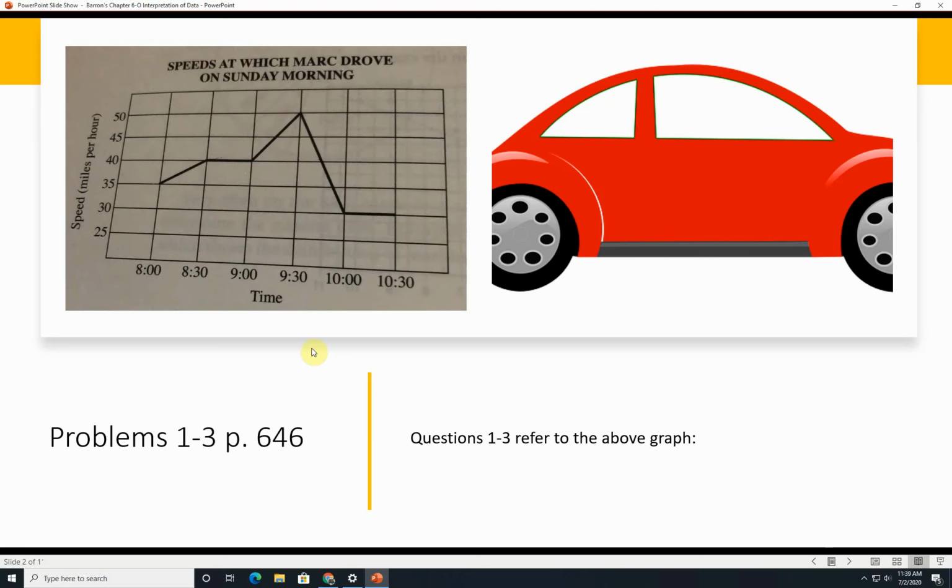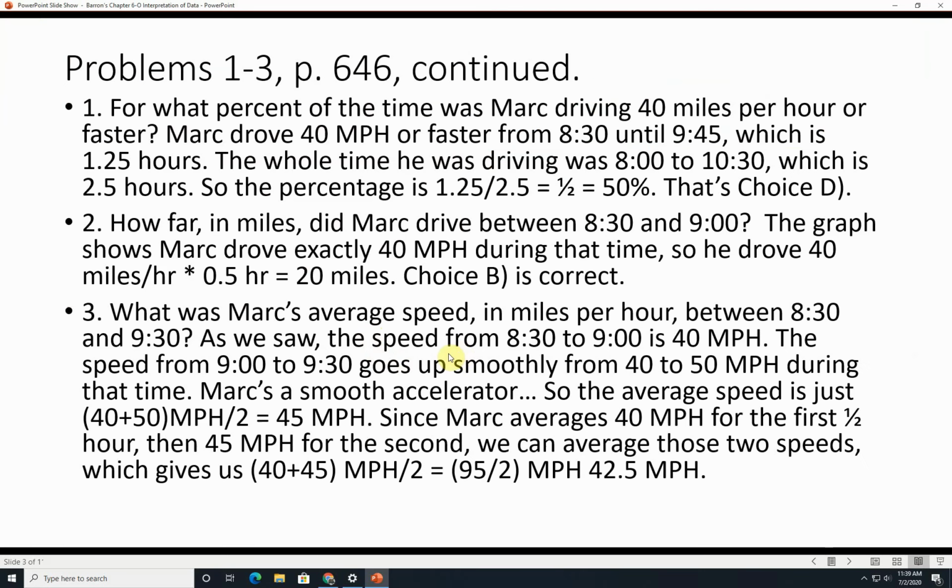So are we done? No, we're not done, because we have to average 40 and 45, which we can just add together. 40 plus 50 is 90 over 2 is 45 miles per hour. So it's, again, 40 plus 45, which is... Okay, I made a mistake.